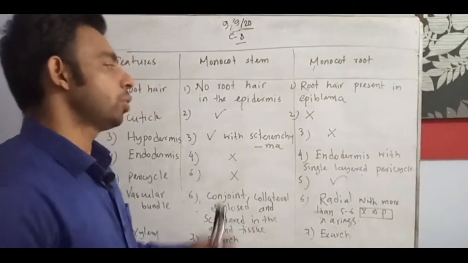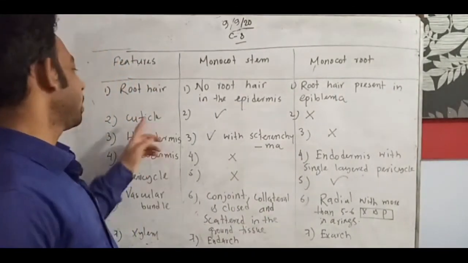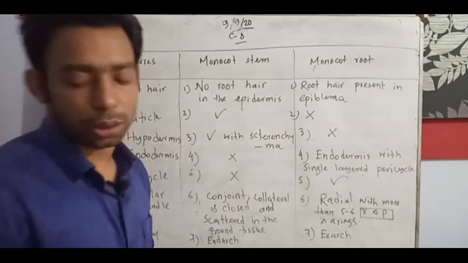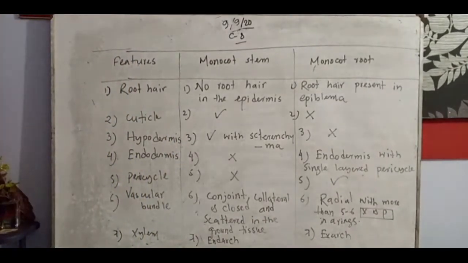So why do we try to understand this? Look here, these types of questions are not only for making the difference, they are also very important for MCQ. An MCQ might ask: in the case of the monocot stem, which one is absent? Root hair, cuticle, hypodermis, or xylem, phloem, vascular bundle? What is being asked is very, very important to know.